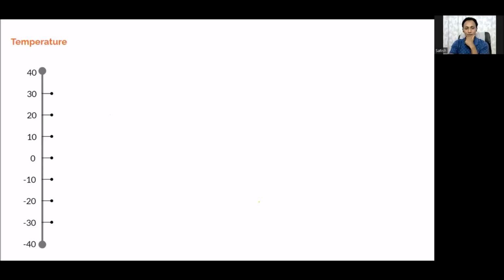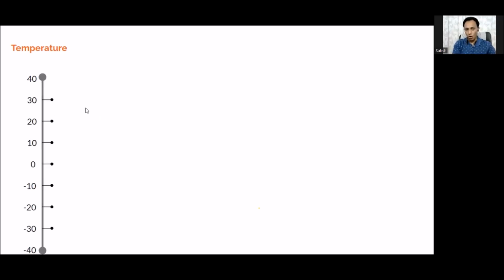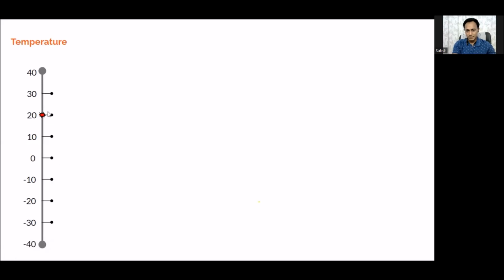Okay. Now, have you seen this kind of stuff? Temperature reading, thermometer. Have you seen? Yes. So I am not marking all of it. Normally it will be marked like 0, 1, 2, 3, so it will be congested. So I am marking 10, 20, 30, 40, minus 10, minus 20, minus 30, minus 40. How much is the temperature? This red one. How much is this?